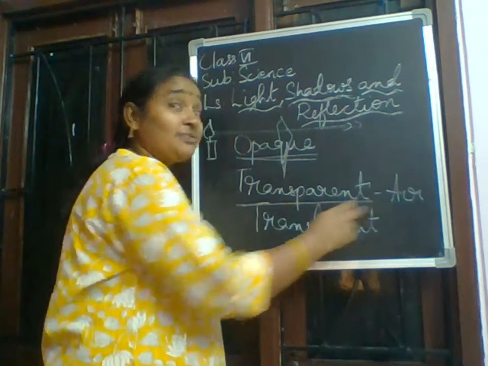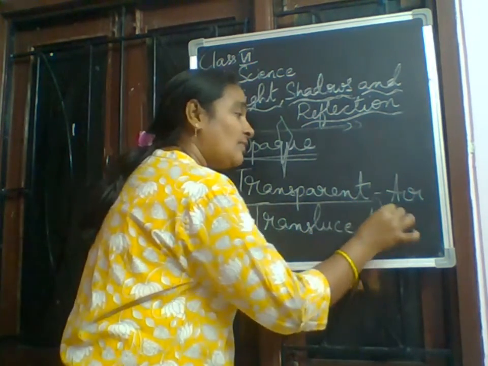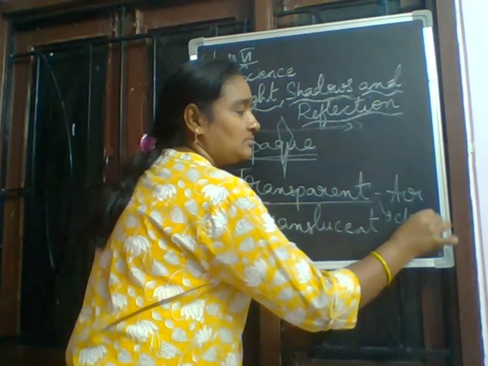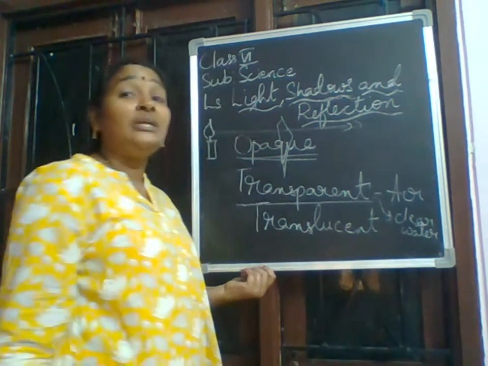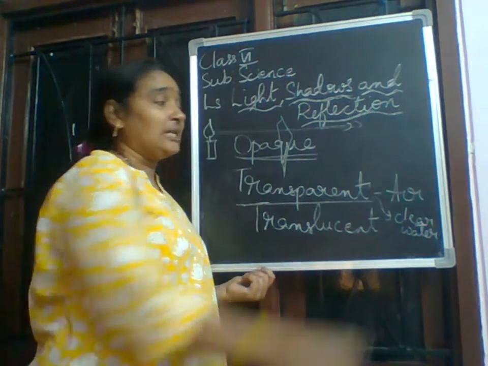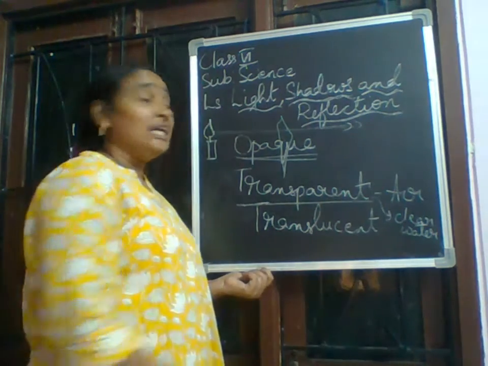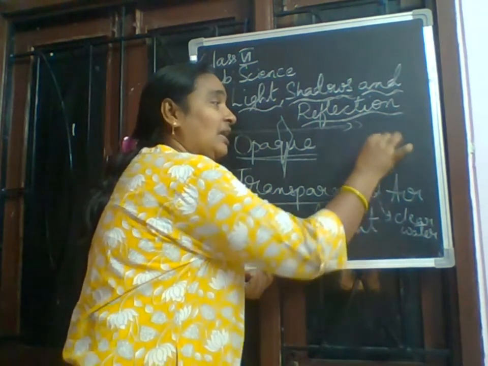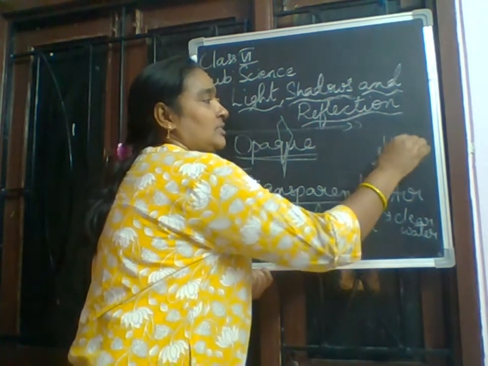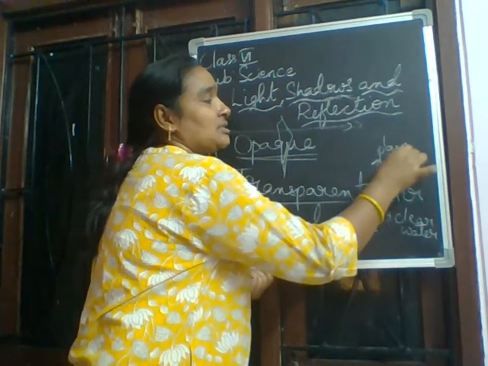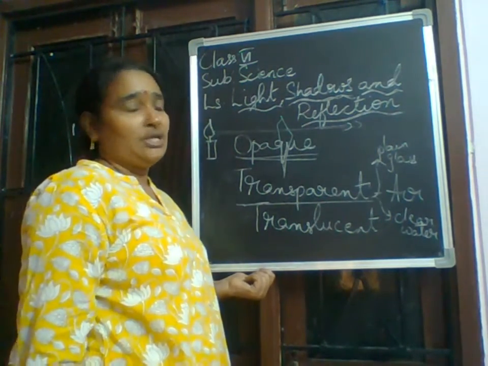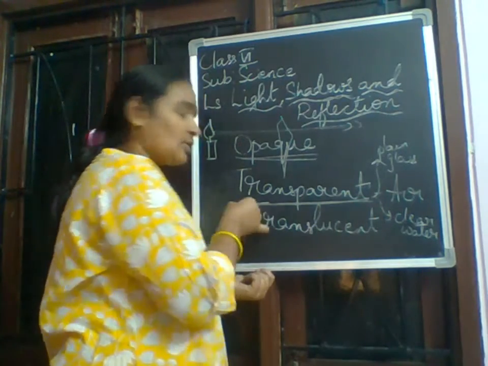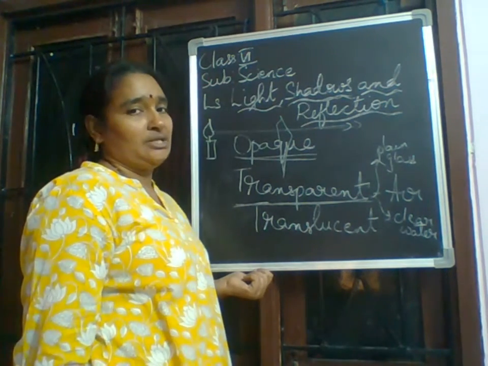Apart from air, you can take even clear water. The water should be very clear, without any impurities. You can also take a plain glass. It should be a transparent glass. Then also you can see that light passes through it. Such materials are called transparent materials.